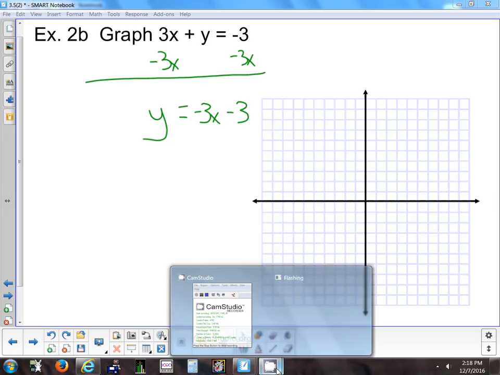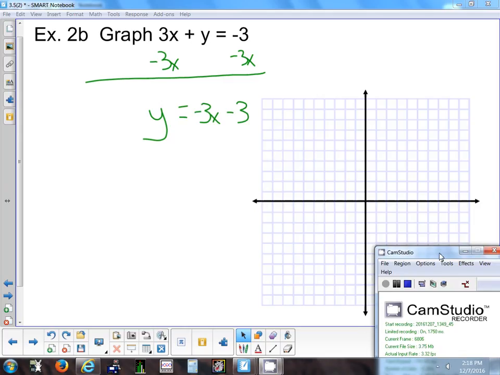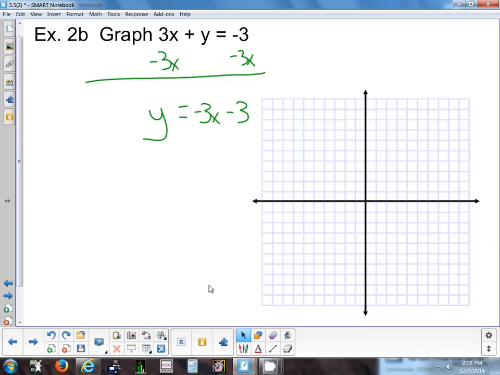All right, let's graph. Hannah, what do I do first? Hannah said graph the negative 3x. That negative 3x is going to be what in our equation? That's going to be your slope. What do I need to graph first? The y-intercept. Can you tell me what it is? Negative 3. Where do I go? Y-intercept or x-intercept? Y-intercept. Start from the middle.